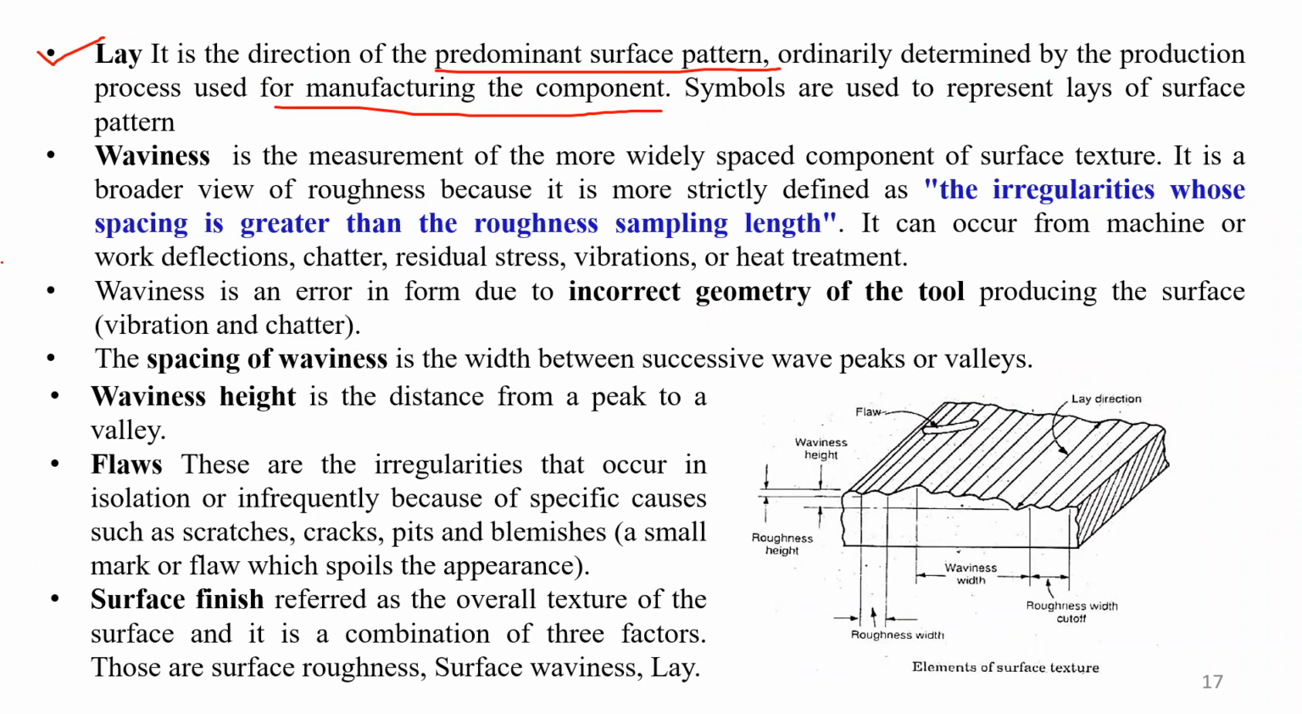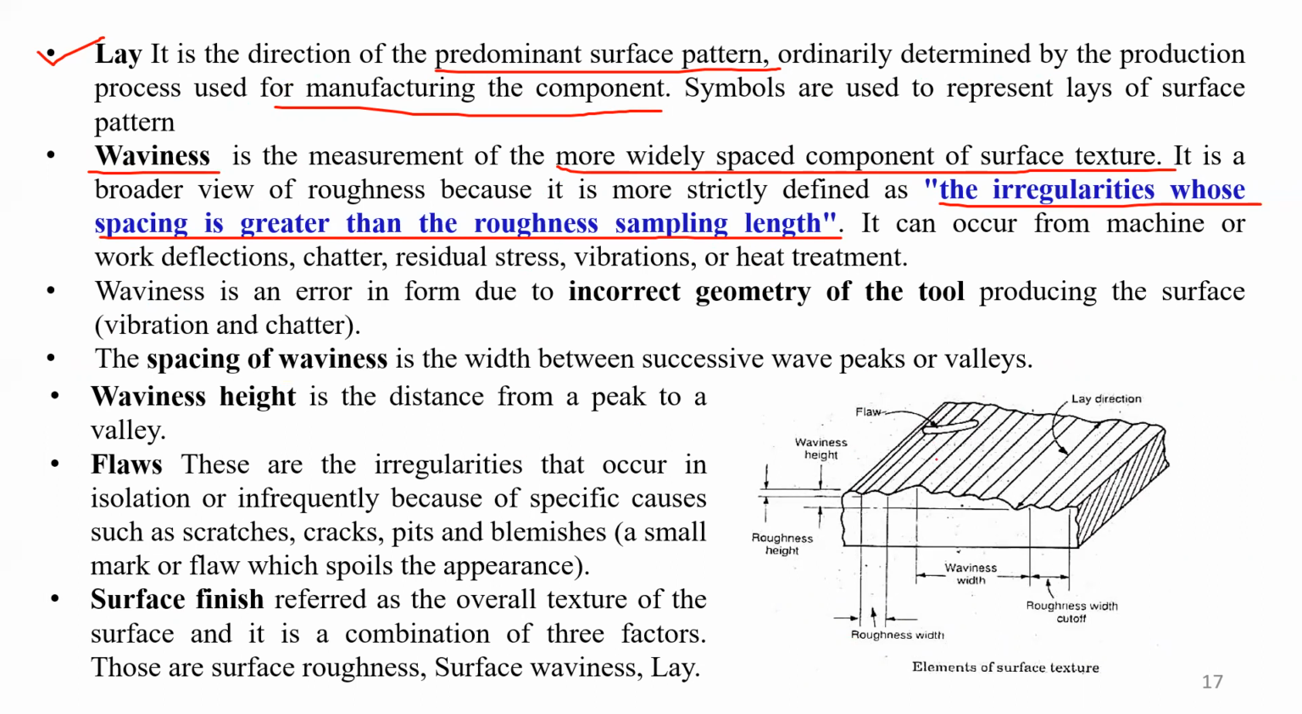And what is waviness? Waviness is the measurement of the more widely spaced component of surface texture. In waviness, the irregularities have a spacing greater than the roughness sampling length. The waviness sampling length is greater than the roughness sampling length.